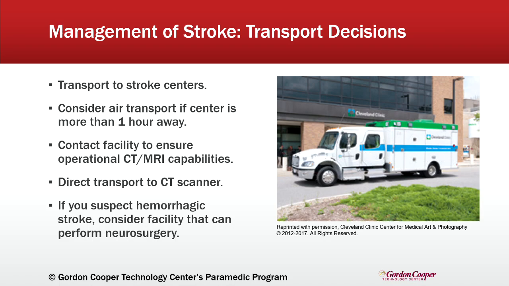So when it comes to transport decisions, selecting an appropriate facility is crucial. Always aim to transport patients to a designated stroke center, and ideally the best one that fits within the window of time. Of course, they have a very specialized care need. So if the closest stroke center is more than an hour away, consider air medical transport. Remember, as we've mentioned multiple times, time is of the essence. Time is neurons in this case, so we want to make sure we save all that we can.